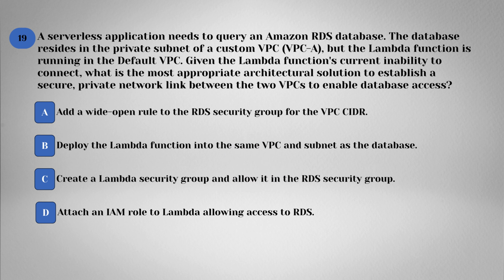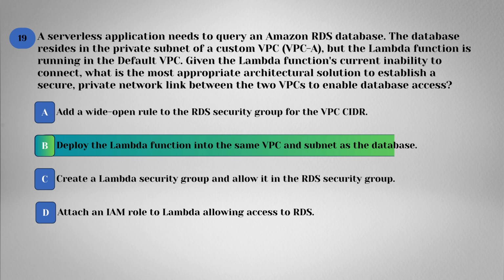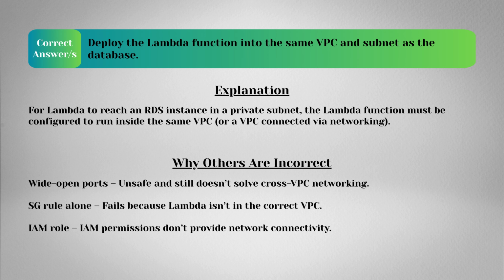Correct answer: deploy the Lambda function into the same VPC and subnet as the database. Explanation: for Lambda to reach an RDS instance in a private subnet, the Lambda function must be configured to run inside the same VPC, or a VPC connected via networking.